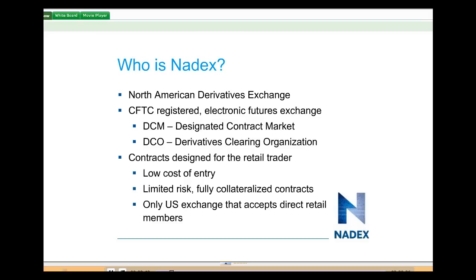We're absolutely unbiased. We are CFTC registered. We're all electronic. DCM, DCO, those are just two acronyms. DCM means we're a market, similar to CME's designation. We're also a DCO, which is a self-clearing organization.